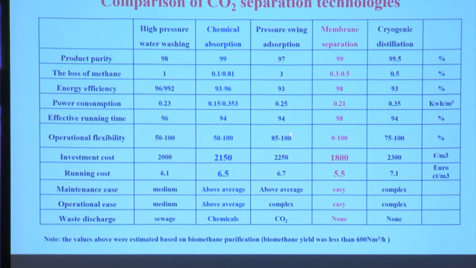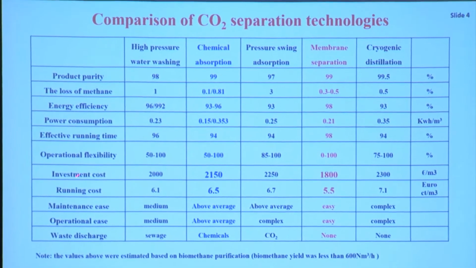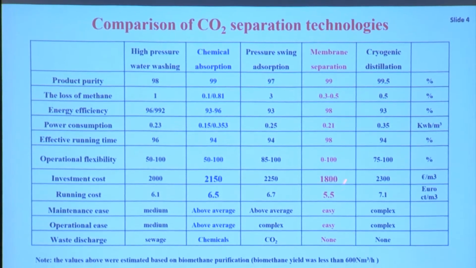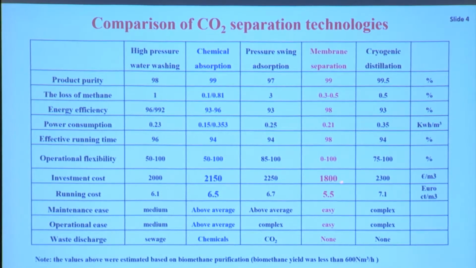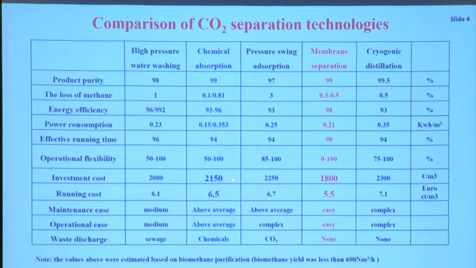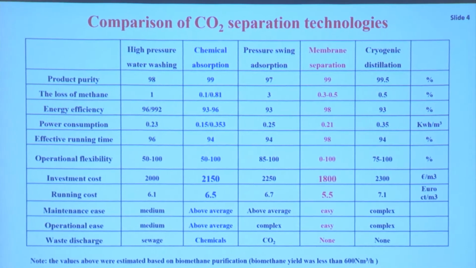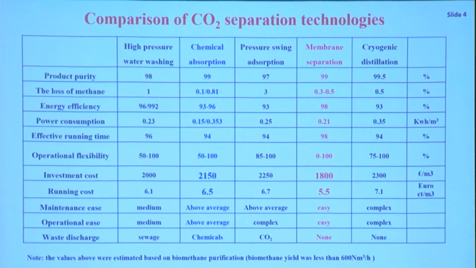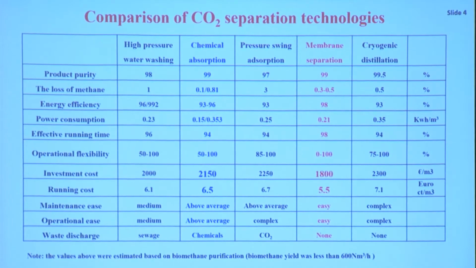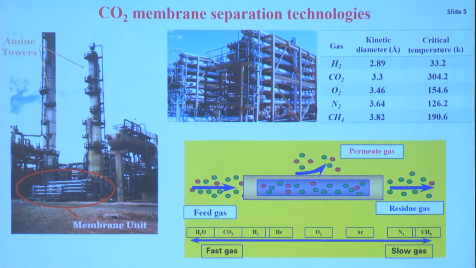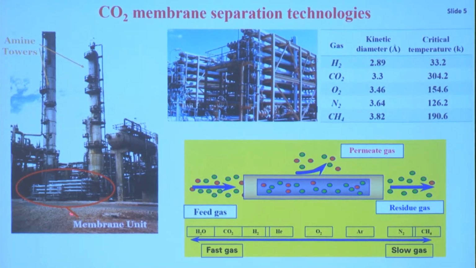You can see the investment cost and the running cost of the membrane separation is much lower than the chemical absorption. But the product purity is similar at 99%. So this research focuses on the membrane separation technologies. This is the membrane unit in the industry, and this is the mechanism of the membrane separation.